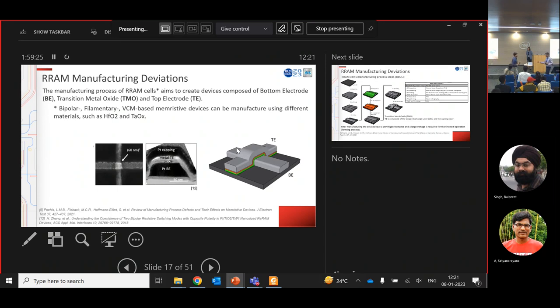It depends on the process. The point is that at IHP, they are exploring not only the variability in the process, but also variability in terms of the size of the device and the material that you use. So, yeah, but we don't really know.